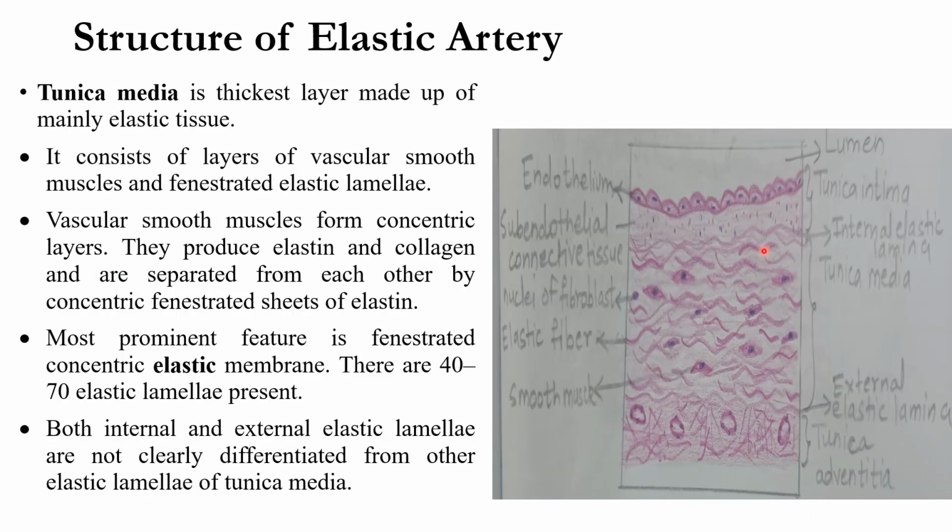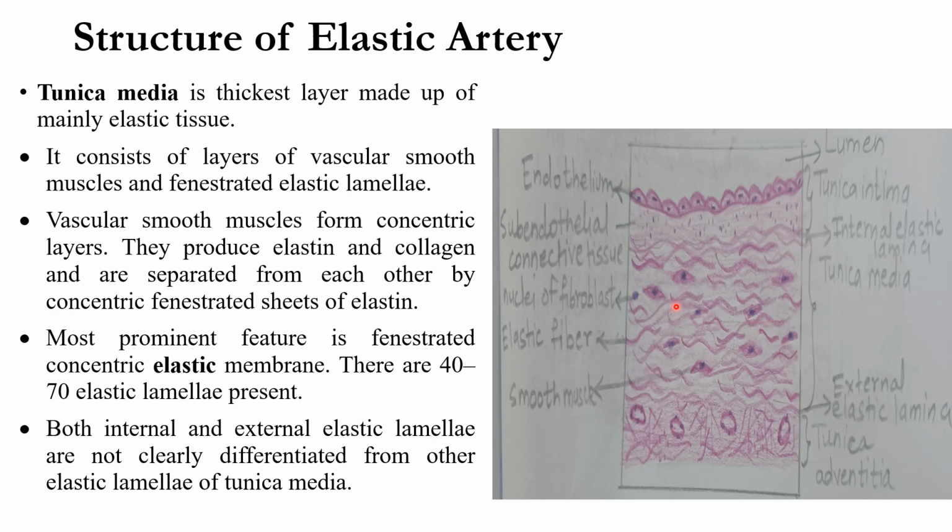Coming to the second layer of elastic artery, that is tunica media. This much portion is the tunica media, and it consists of vascular smooth muscles, and they form concentric layers. They produce elastic and collagen fibers, and they are separated by concentric fenestrated sheets of elastic fibers. We know that tunica media is the thickest layer, and its main composition in elastic artery is elastic fibers. The most prominent feature of elastic artery is the presence of fenestrated concentric elastic membrane in the tunica media.